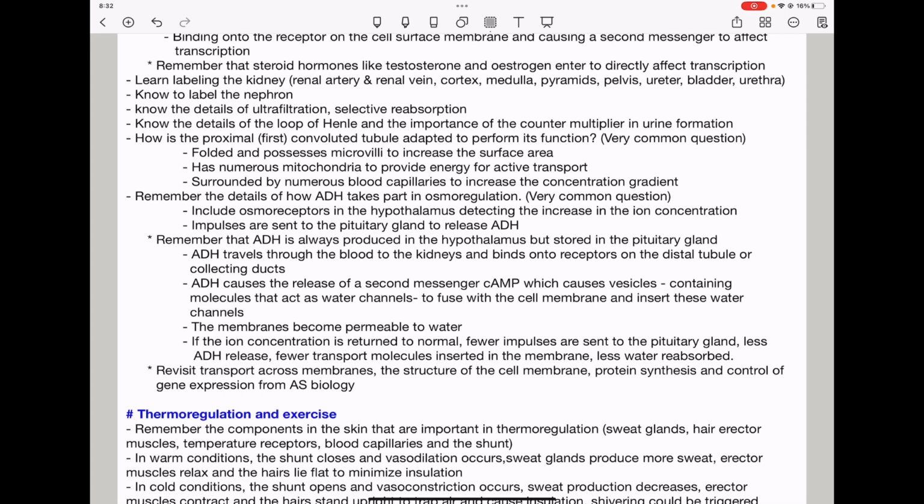I recommend that you visit Transport Across Membranes from AS. You need to learn about the structure of the cell membrane, fully understand protein synthesis, and you need to know about gene expression from AS Biology.